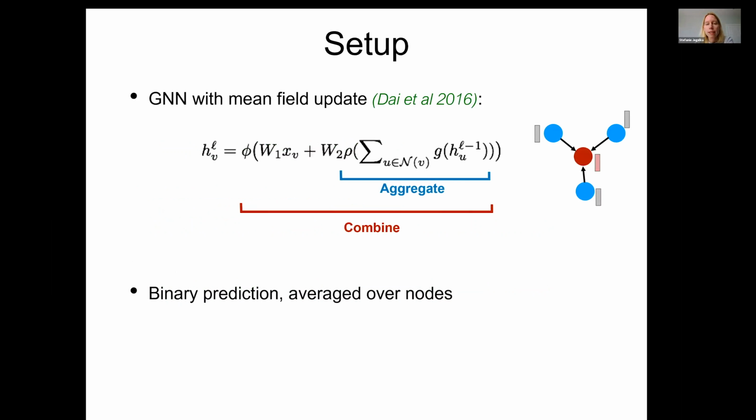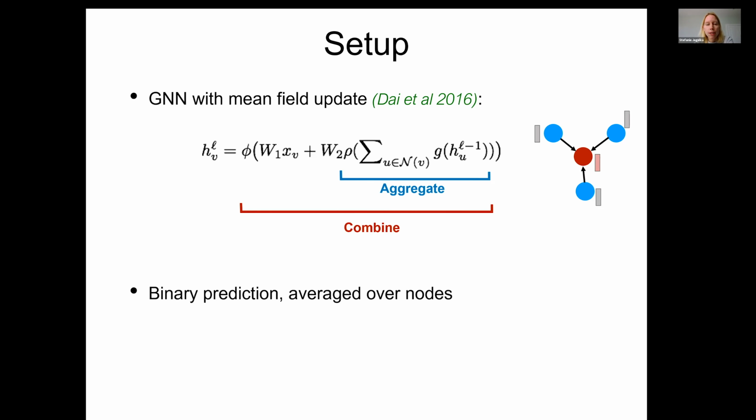Here we make the setup a little bit more specific. The GNN family that we look at are those with so-called mean field update that have been used a lot in chemistry. You have the aggregation operation, where you have a nonlinear function g, then you do a sum aggregation, and then you have another nonlinearity. Then you combine that with the current input node feature, x_v, and phi is again a nonlinearity. The way we do the aggregation over the node embeddings is that we average them. Each node makes a prediction and we average those.